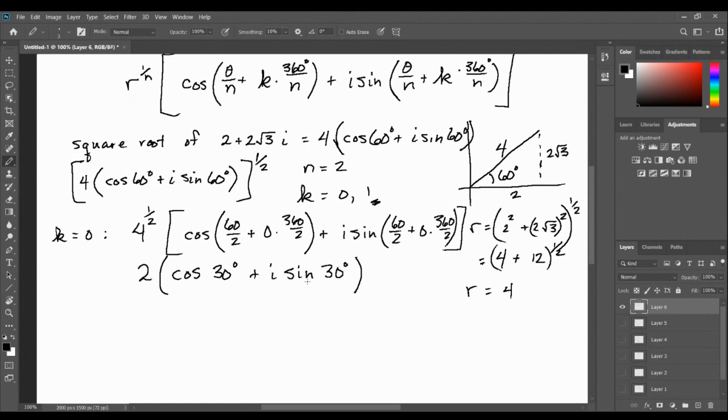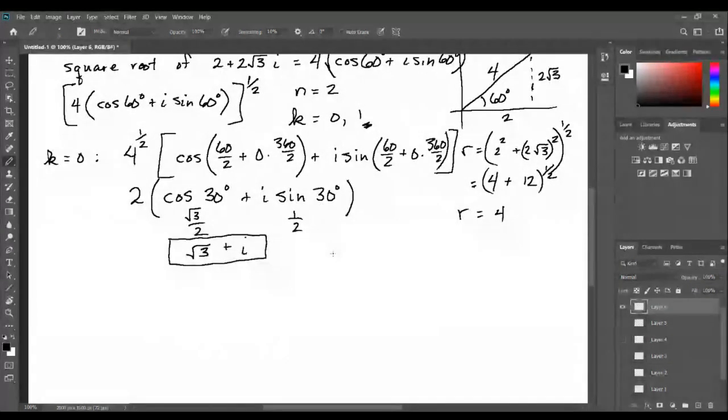And I happen to know cosine of 30 is root 3 over 2. The sine of 30 is 1/2. Multiply those by 2. 2 times root 3 over 2 is root 3. 2 times 1/2 is 1. So that is one of the roots, root 3 plus i.